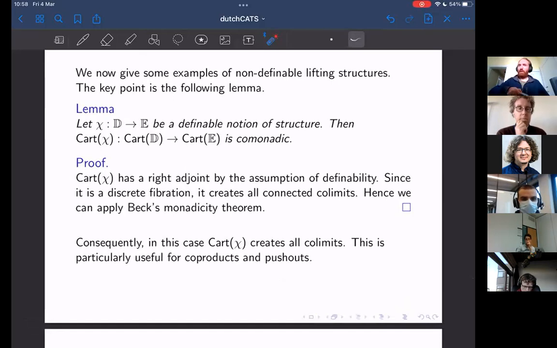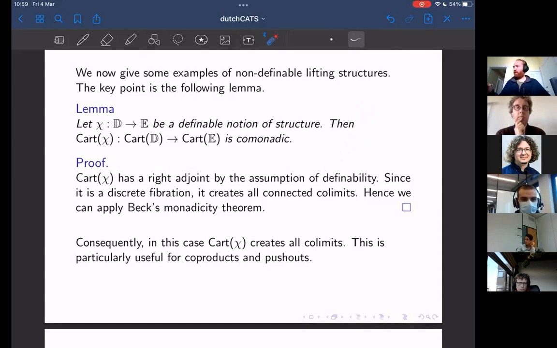And okay, so unfortunately I won't have time to sketch a proof, but I will just very quickly list these examples of non-definable notions of structure. So I guess the key point for seeing why something is non-definable is that definability is actually a really strong property.